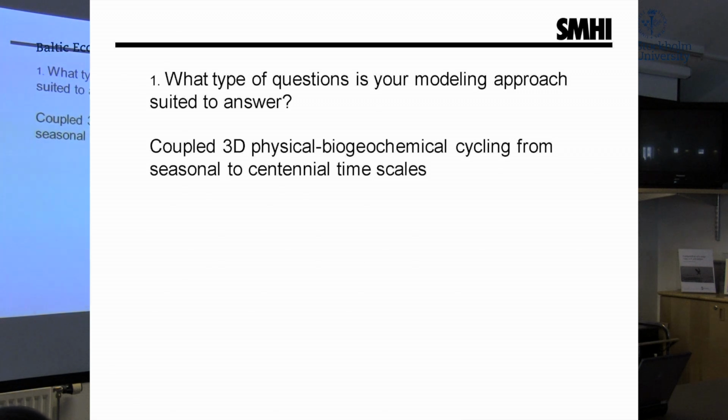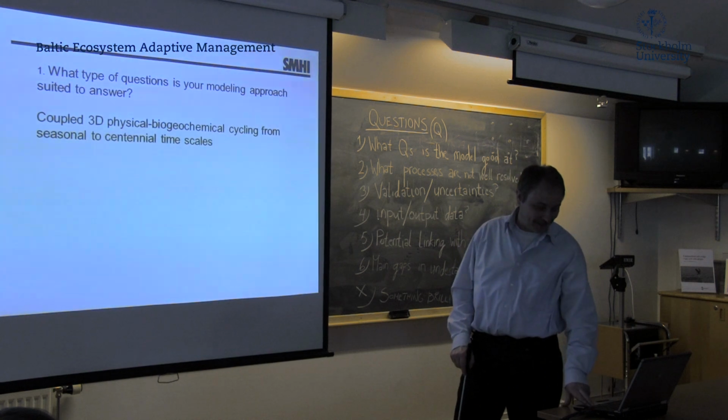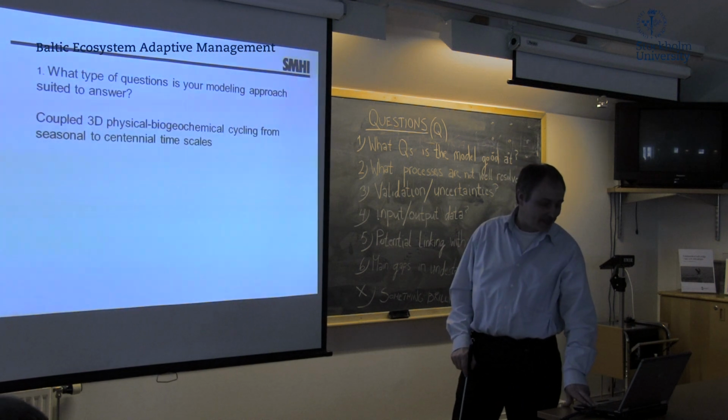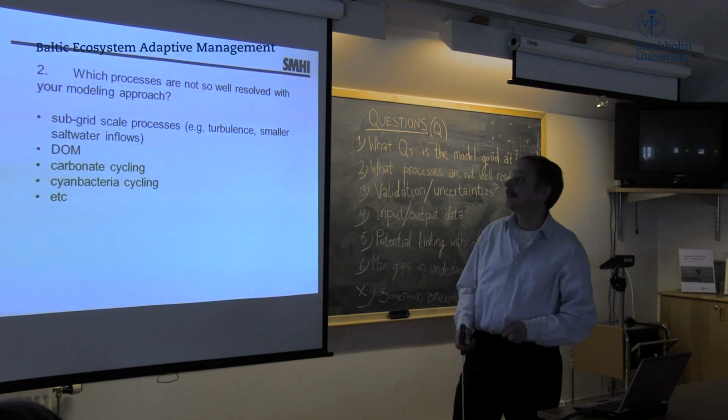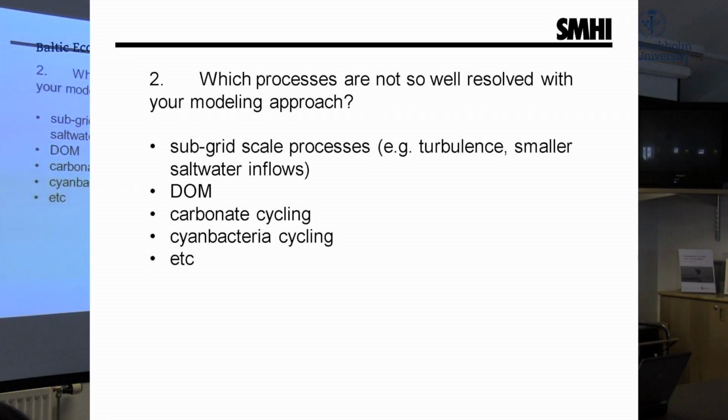For me, ecosystem is something very abstract. I do not know really what that is. It's the cycling of physical and biogeochemical parameters. Okay, nothing more. Although we sometimes say impact of climate change on the marine ecosystem, but that is not really what we are studying. Which processes are not so well resolved with your modeling approach?